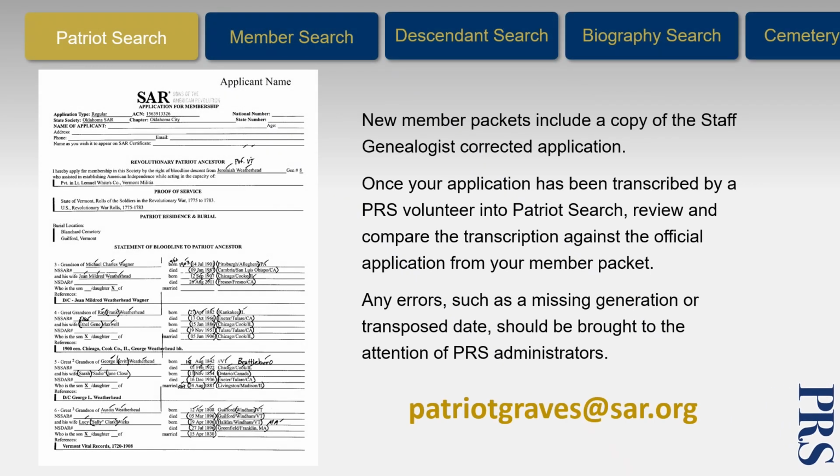New member packets include a copy of your application as approved by the staff genealogist, with any corrections they made. Once your application has been transcribed by a PRS volunteer into Patriot Search, please review and compare the transcription against the official application from your member packet. Any errors, such as a missing generation, transposed date, and spelling errors, should be brought to the attention of PRS administrators. Email patriotgraves@sar.org.